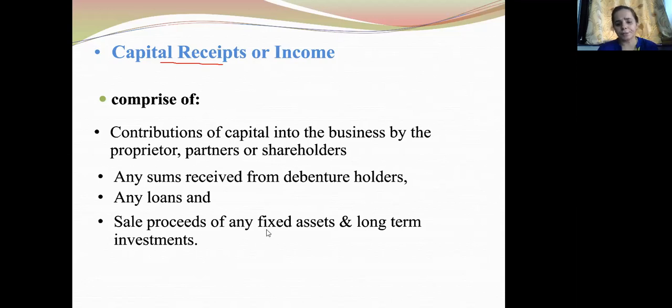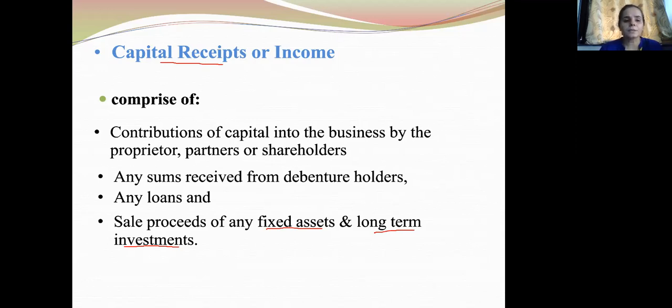And students, please pay attention here. This is also most important: sale of fixed assets or sale of long-term investments. Now we are not speaking about short term; here we are speaking about long-term investments. An asset we will never sell again and again. Same thing with investments which we sell for some purpose; we will not keep selling investments again and again. It's not a regular sale, right? Whatever amount we receive by the sale of these fixed assets or investments also comes under capital receipts.